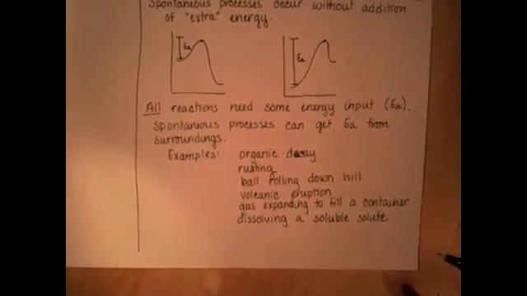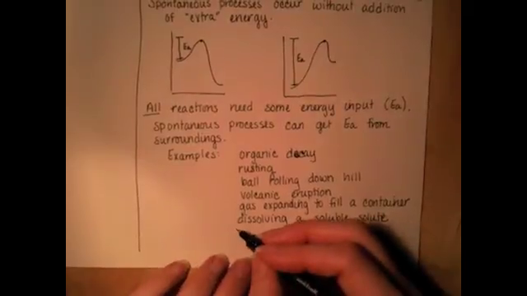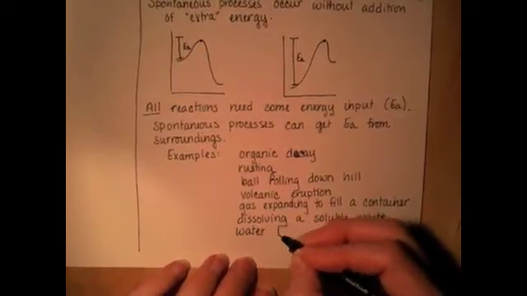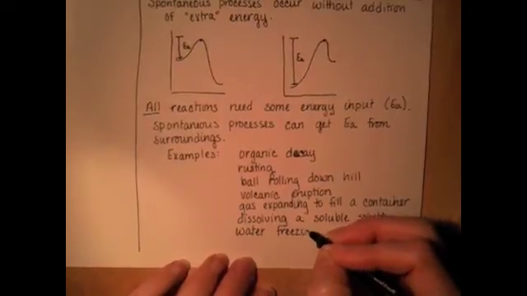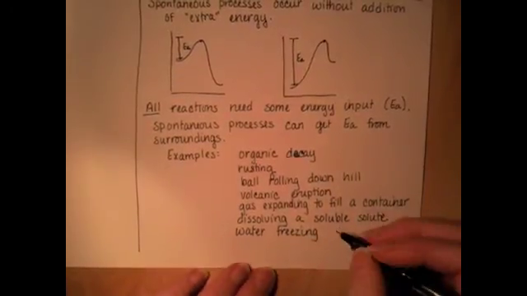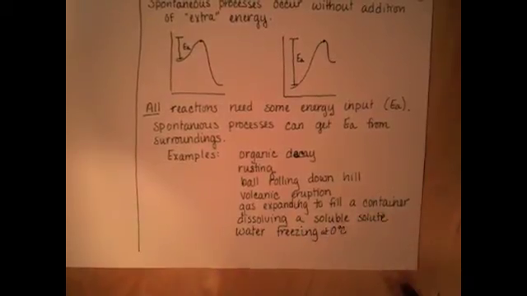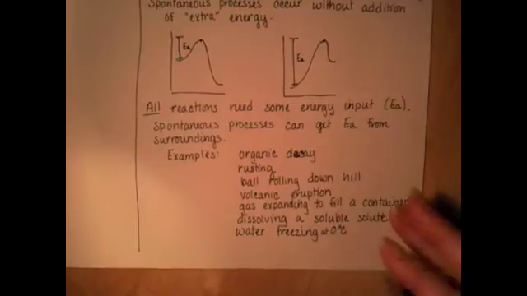And occasionally you'll see processes that are spontaneous, but only spontaneous at a specific temperature. So sometimes spontaneous processes have temperatures associated with them. For example, water freezing. Water freezing in and of itself is not spontaneous, but at 0 degrees Celsius, water freezes spontaneously. So at that particular temperature, if you have water, it's just going to freeze, and there isn't anything you need to do to help that process get going.